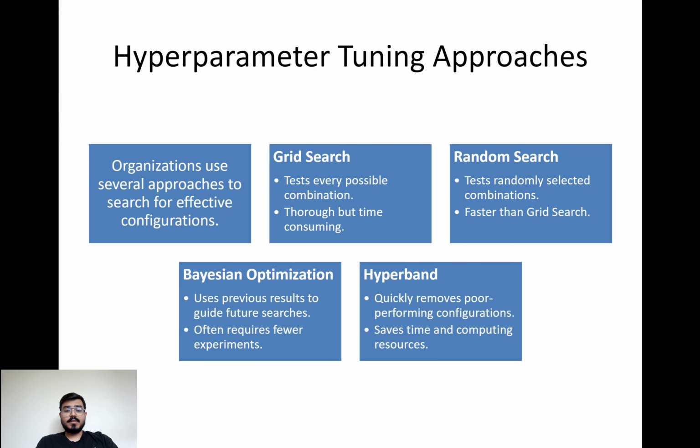So now let's look at some common approaches organizations use when searching for better hyperparameter settings. The first approach is grid search. With grid search, organizations create a list of possible values and test every combination. Think about trying every possible route when driving to a destination. Eventually, you will find a good route, but it may take a lot of time because every option is being tested. This makes grid search thorough but often time consuming.